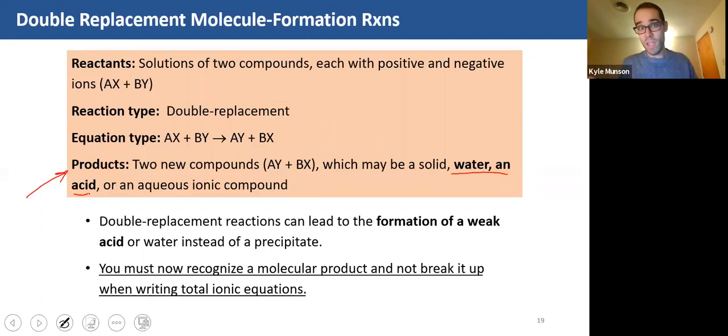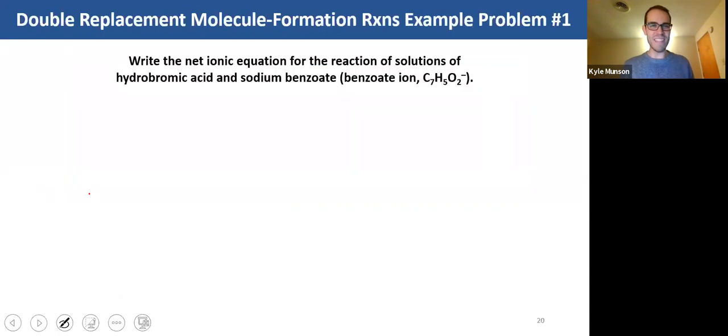So I need to be able to identify weak acids. And how do you do that, you might be asking? Well, remember there's 7 strong acids. So if you have an acid that's not one of those 7 strong acids, it's a weak acid, just by definition. If none of that made sense, let's do an example problem together. Write the net ionic equation for the reaction of solutions of hydrobromic acid, which is a strong acid, and sodium benzoate, and it gives us the formula for that ion here.